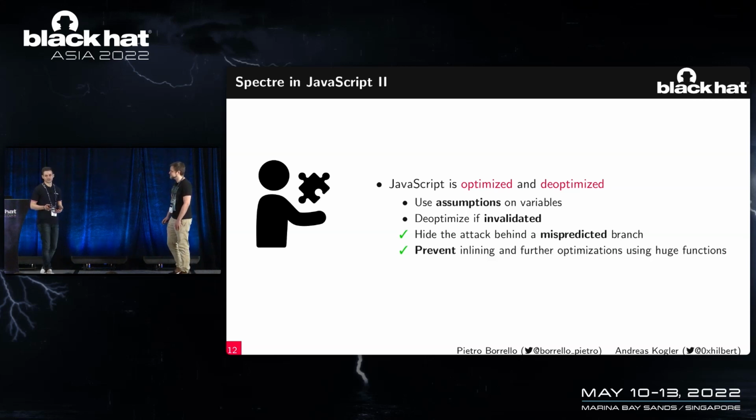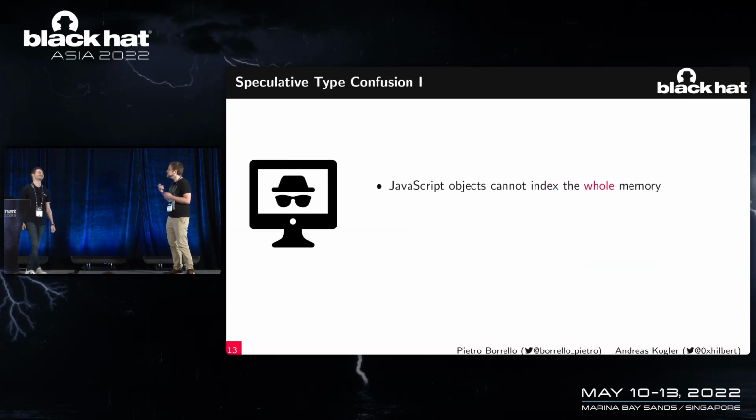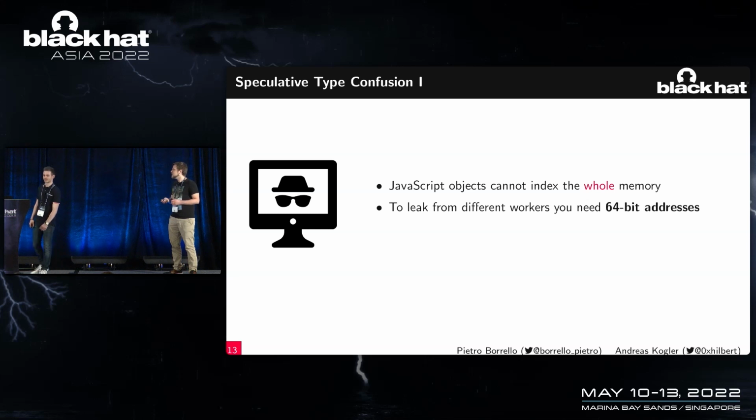Furthermore, we can avoid nasty optimizations like inlining that would ruin our branch predictor states, by using huge functions that are not inlined, or big functions that are not fully optimized by the JavaScript engine. Okay, so I see that you have some countermeasures against this complex optimization and de-optimization. But still, JavaScript objects are indexed by 32 bits. How can you ever access a 64-bit address in order to attack your worker in the same process?